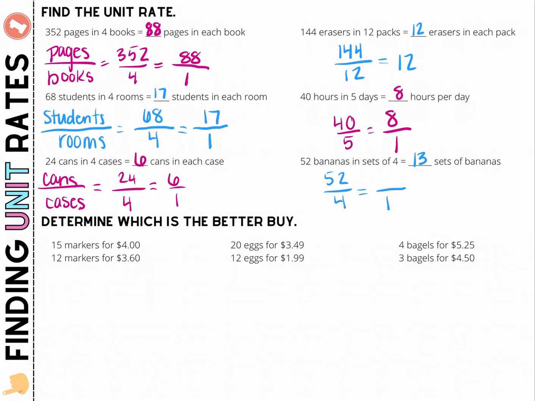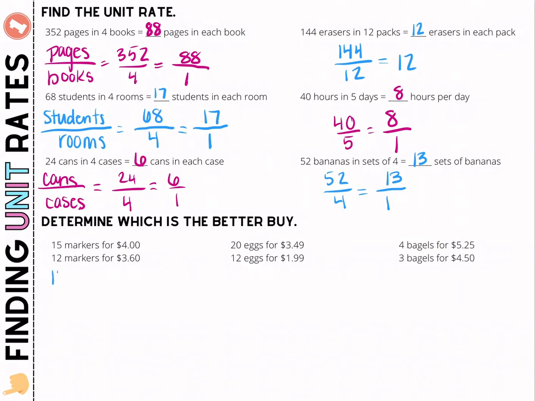Okay. Then the application of this is sometimes you can determine a better buy. So like I said, when you become an adult, this is a really good application thing, because sometimes you're on a budget, and so you have to keep your costs low. Well, to do that, you want to find out what is your better deal. Like which one is going to give you the most bang for your buck, how much you're going to get out of it. So if I have 15 markers for $4 and 12 markers for $3.60, I want to know which one is the better deal. So which one am I getting cheaper per item?